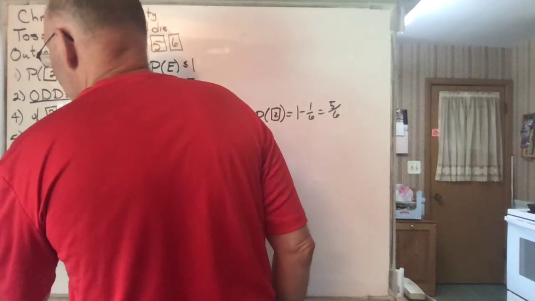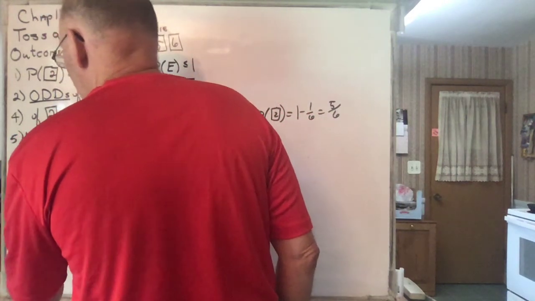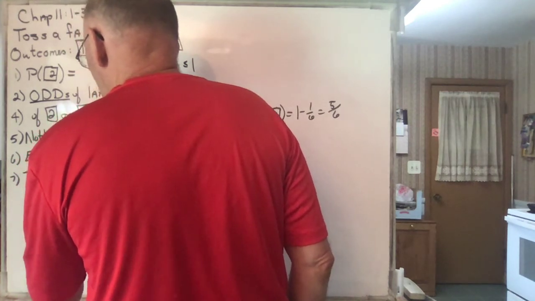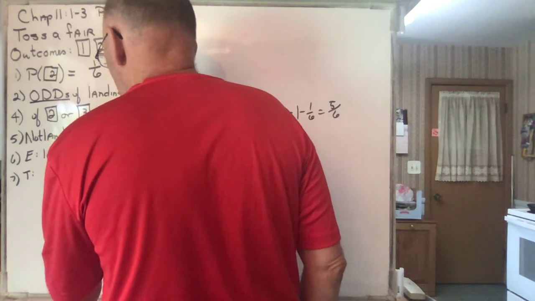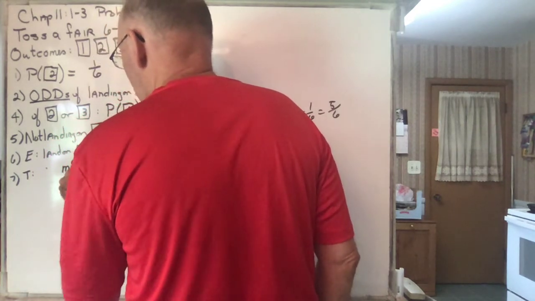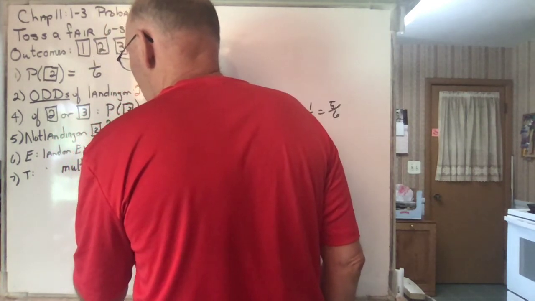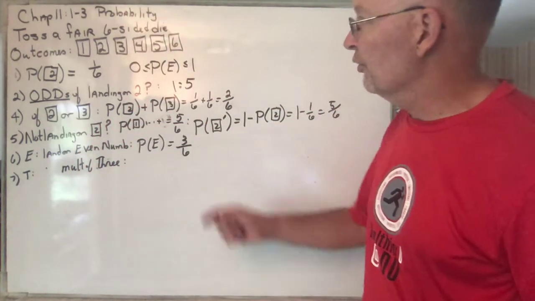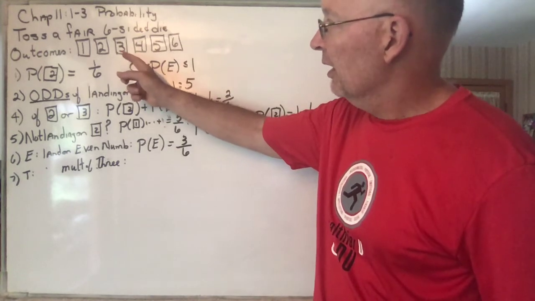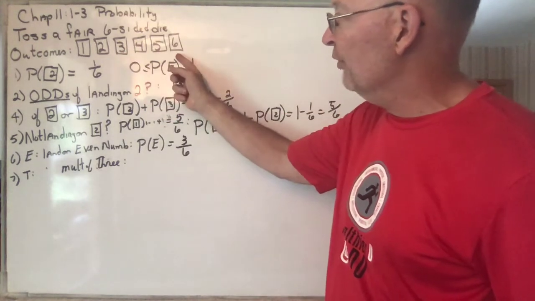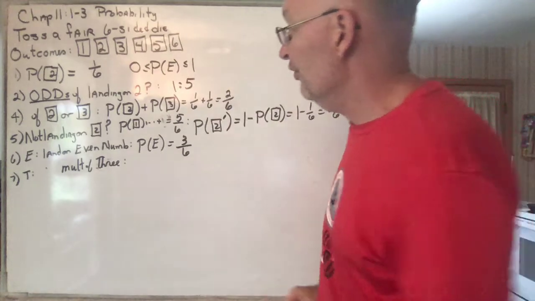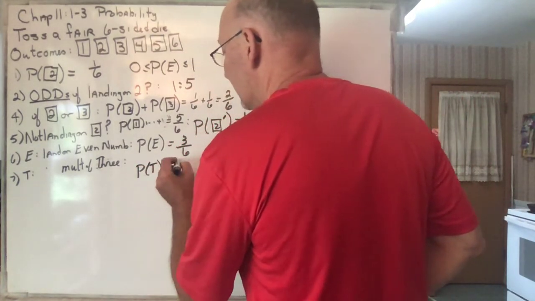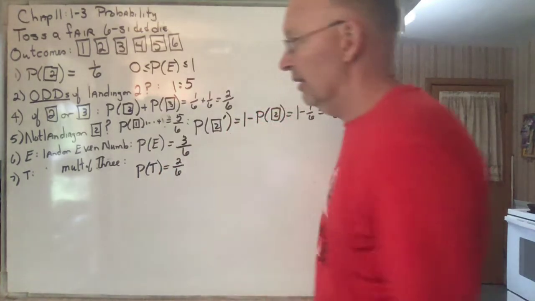Let's let number 7 be T, which is the event of landing on a multiple of 3. Well, there's 2 multiples of 3 in here. 3 times 1 is 3. 3 times 2 is 6. So if you add those together, the probability of that happening is going to be 2 out of 6. Do you agree?